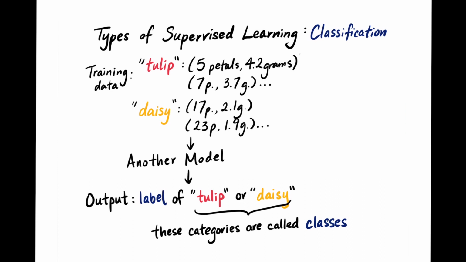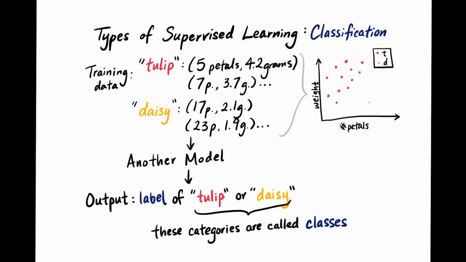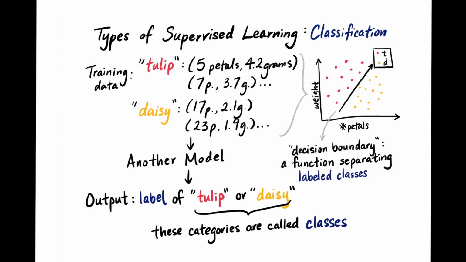We can imagine these data points on a 2D plot, where each point has a weight, a number of petals, and a label. Our model is now going to try and learn the function that separates these two classes, which is also called a decision boundary. This is true of classification problems in general. We're trying to learn a function that separates our classes.